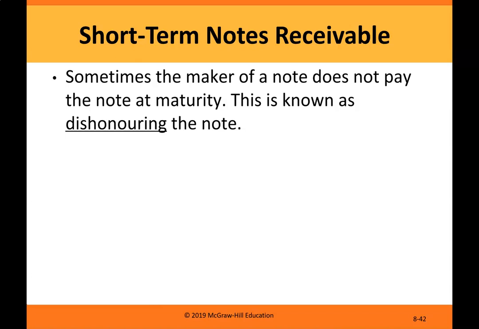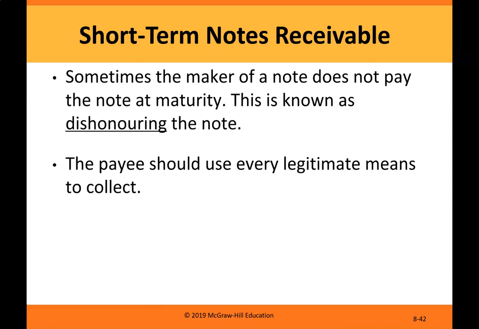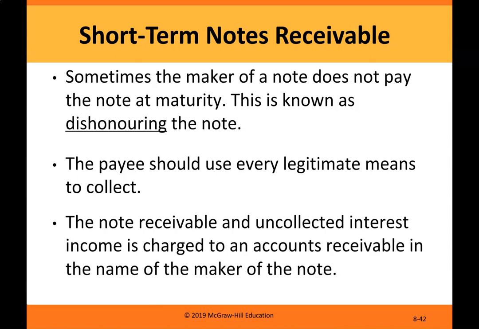Sometimes the maker of a note does not pay the note at maturity. This is known as dishonoring the note. The payee should use every legitimate means to collect. The note receivable and uncollected interest income are charged to an accounts receivable in the name of the maker of the note.